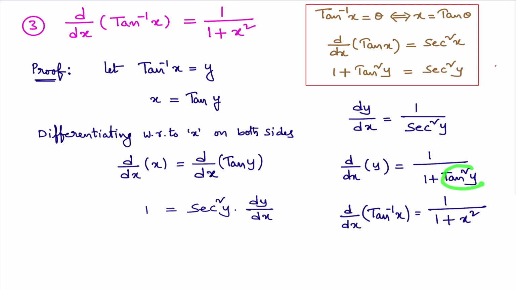Tan square y can be written as tan y whole square. What is tan y? Tan y is x. You observe this step. So tan square y is tan y whole square. As tan y is x, this can be written as x square. So finally, I got d by dx of tan inverse x is 1 divided by 1 plus x square. That is what we are trying to prove.